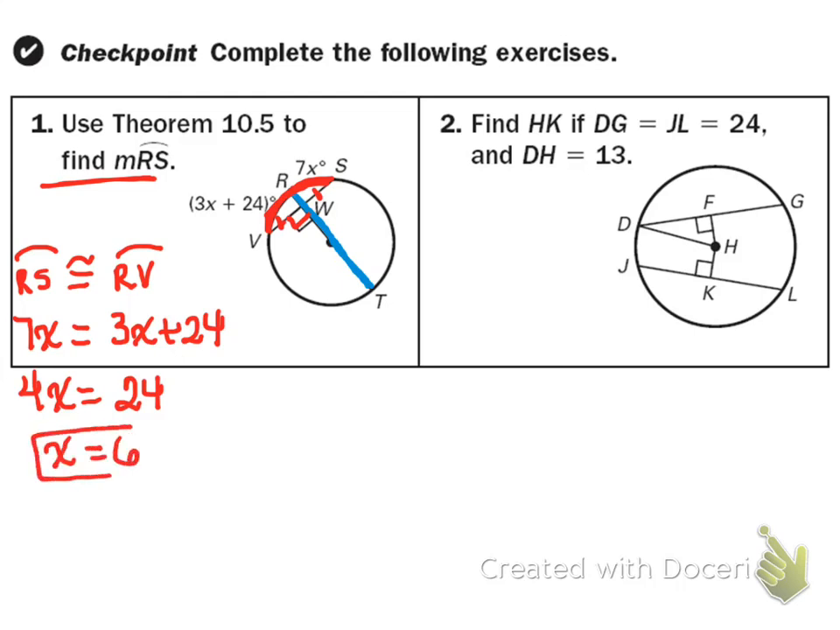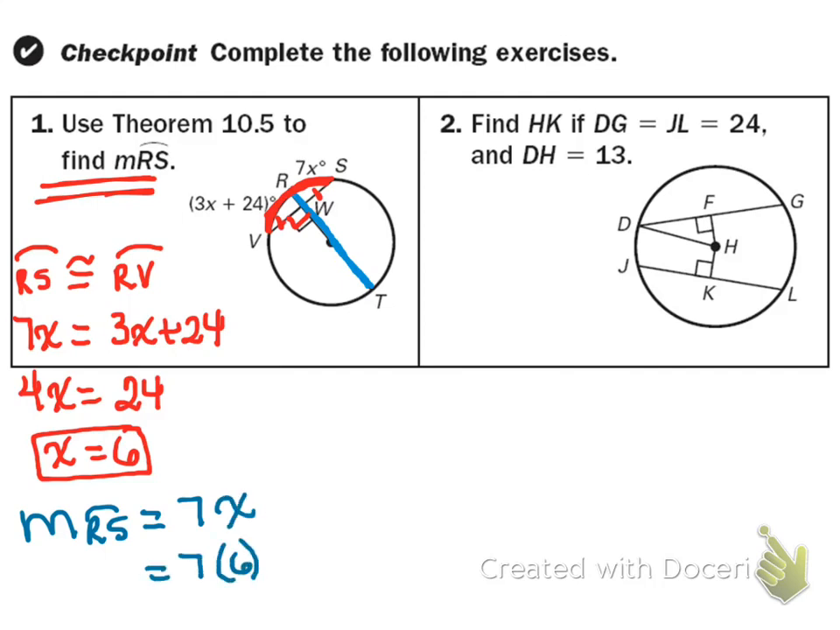Now this is just what x is equal to, but does not give us the final answer for what we were asked for. We were asked to find the measure of arc RS. Remember, arc RS is equal to 7 times x. We know that x is 6, so we now know that the measure of arc RS is equal to 7 times 6, or 42 degrees. Here's our final answer. Alright, let's look at the next example.